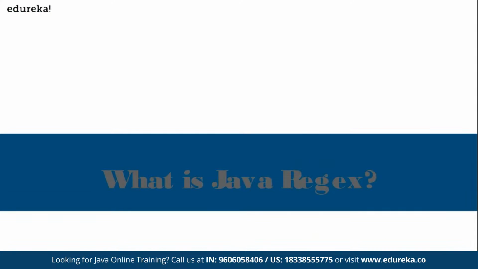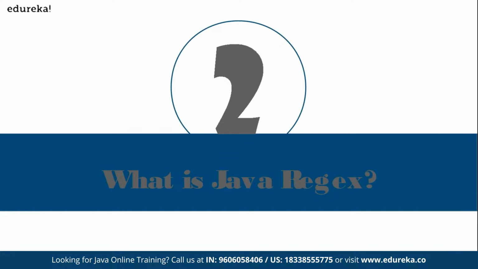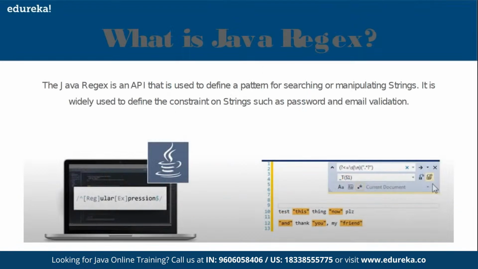So what is Java regex? Now the question is, what is Java regex? Let me see the definition. Java regex is an API which is used to define a pattern for searching or manipulating strings. It is widely used to define constraints on strings such as password and email validations. There are different methods of using Java regex. So let's move ahead and have a look at different expressions.